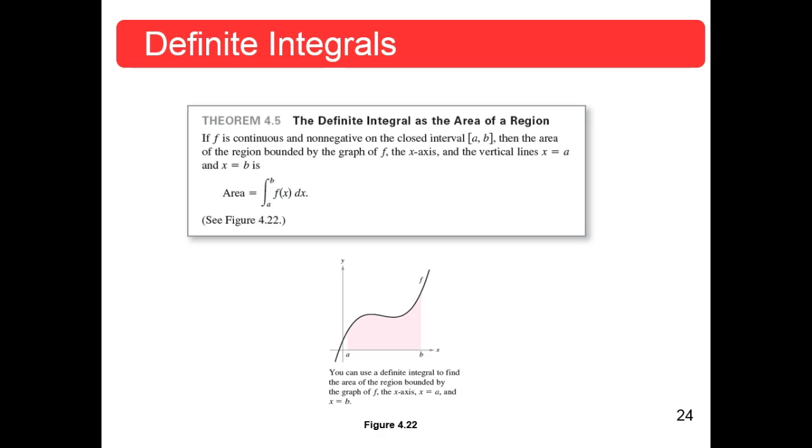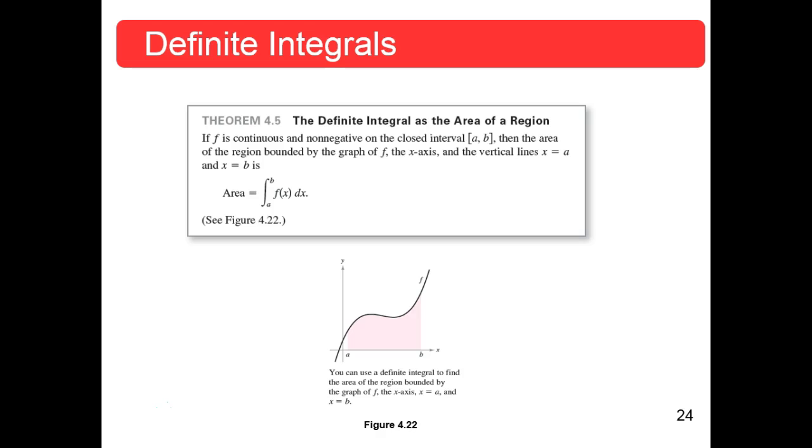Definite integral as an area of a region. If f is continuous and non-negative on the closed interval a to b, then the area of the region bounded by the graph of f, the x-axis, and the vertical lines x equal a and x equal b is, rather than having to do a sum, now the definite integral from a to b, requiring that this f never be negative on that. This works quite nicely.